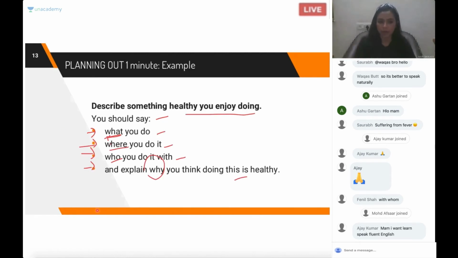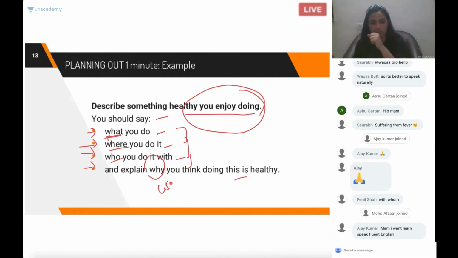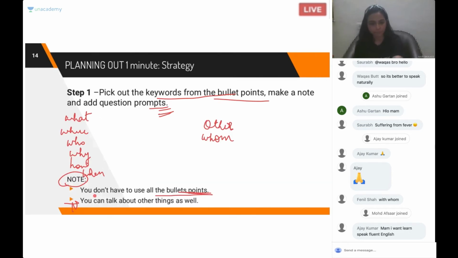You need to stick to your main statement. That is the crucial point. That's the most crucial point. But you do not need to stick to all of these. For example, if you have whom-related following-up statements, you can use whom and talk about it. So your step 1 is finding your keywords, listing them down, and finding additional key prompts that will help you make more and more statements.